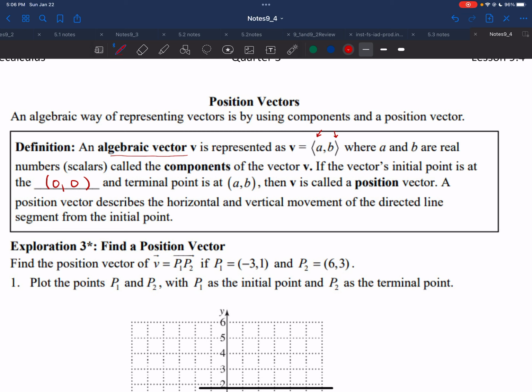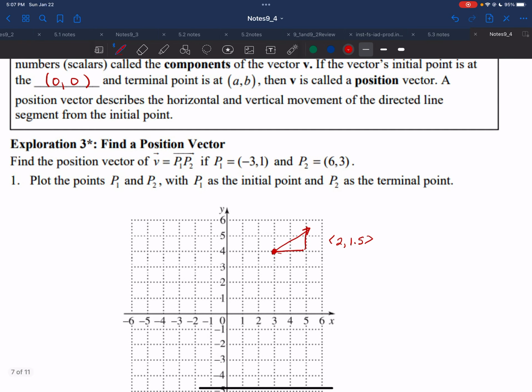So essentially, anywhere I would start that vector, if I place an origin exactly there, I have that vector, right? If I have a vector here and I say this is where my origin is, where I'm going to consider 0, 0, then I would be over 2 and up 1.5. So this would be 2, 1.5 as my position vector. A position vector describes the horizontal and vertical movement of the directed line segment from the initial point.